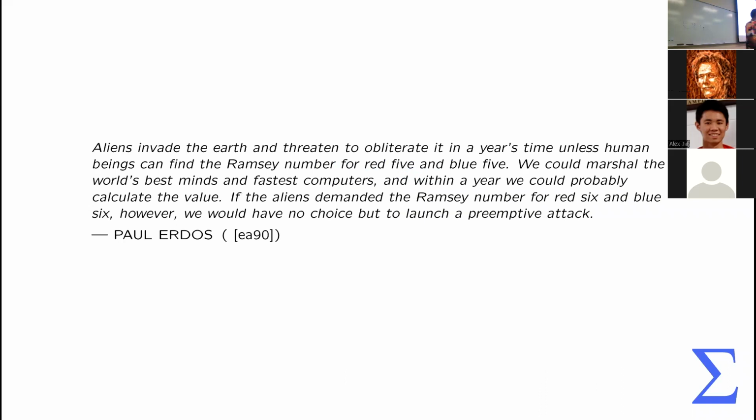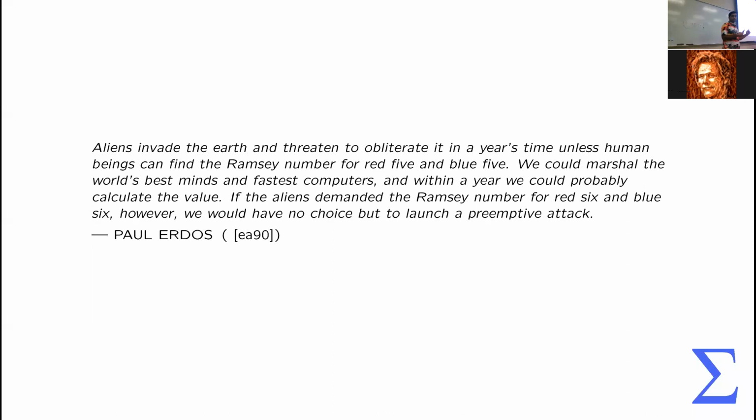I'll leave you with one last quote, which kind of got me into this idea. It's attributed to Paul Erdős, who played a huge role in popularizing this theorem. Paul Erdős asks us, what if aliens invade Earth and tell us you have a year to compute the Ramsey number 5,5? That was the Ramsey number for red 5, blue 5, that's R(5,5).